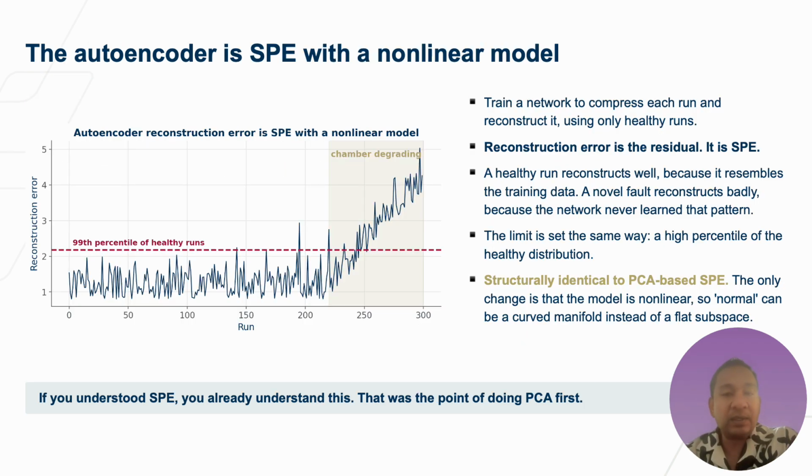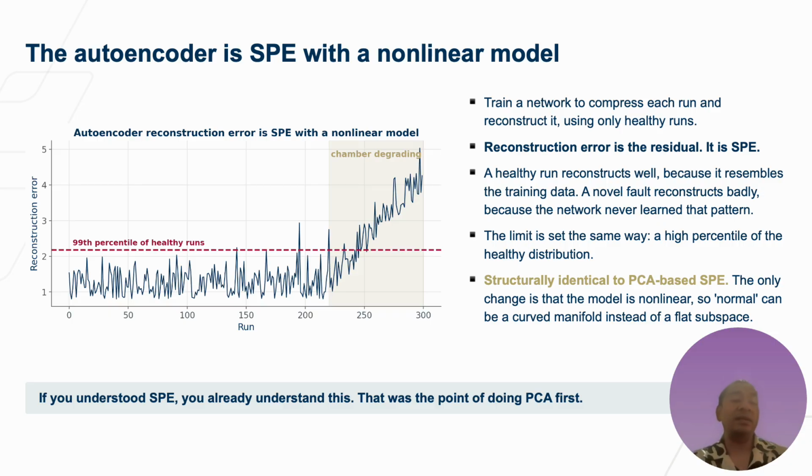Let me make the autoencoder connection explicit, because it is the point of the whole segment. Train a neural network to compress each run into a small representation and reconstruct it, using only healthy runs as training data. Reconstruction error is the residual, it is the SPE. The healthy run reconstructs well because it resembles the training data. A novel fault reconstructs badly because the network never learned to represent that pattern. The limit is set exactly the same way we set it for SPE: a high percentile of the reconstruction error distribution on healthy runs. Structurally, this is identical to PCA-based SPE.